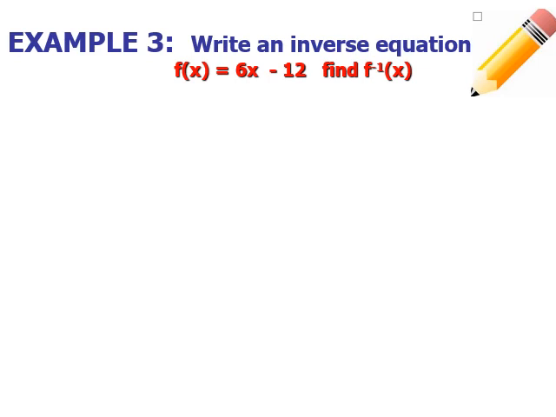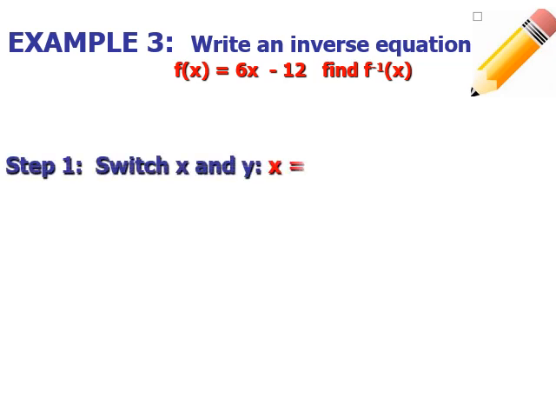Here's our last thing we can do with inverses. We're going to write an inverse equation given the original function. Step 1, we're going to switch the x and the y. So remember, f of x is a fancy way of writing y. So when I switch my x and y, I now have x equals 6y minus 12.